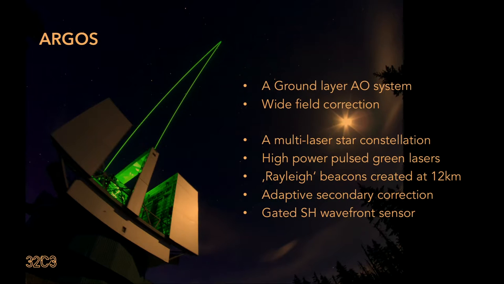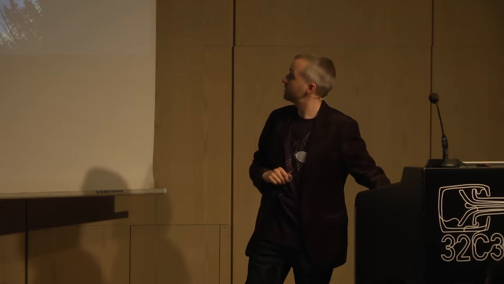We have a multi-laser constellation. Why do we need this? Because we want to fill the complete ground layer. So we have three laser guide stars per eye. Why per eye? This will be clear in a minute. We use high power pulsed green lasers. And the deformable mirror is actually built into the telescope system already. The secondary mirror is the deformable mirror, which is very convenient because then all the instruments that sit on the telescope can benefit from this system.